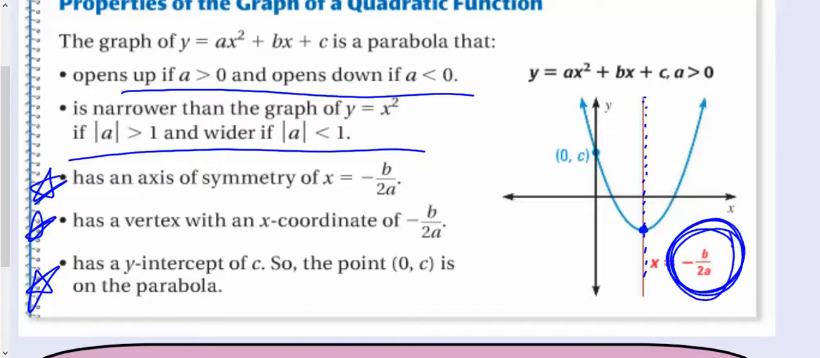Now the vertex, the lowest point or the highest point on the graph, depending on if it opens up or down, is going to be on the axis of symmetry. So we're going to use the axis of symmetry to find the vertex.